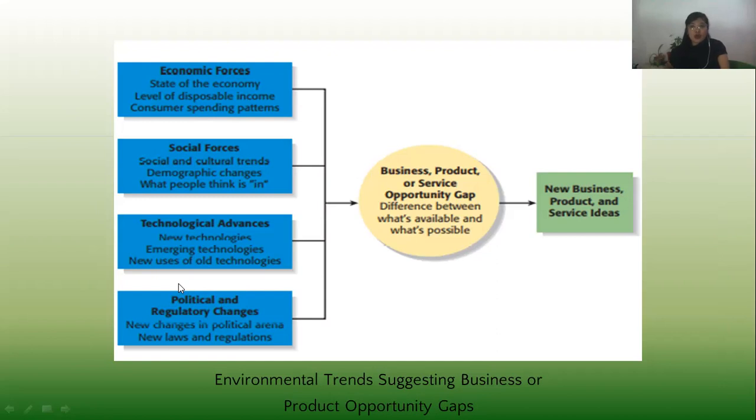And then, of course, we also need to consider political and regulatory changes. So there are new changes in the political arena, new laws and regulations. So we are going to make a business, product, or service opportunity gap. As we have these forces, we can experience an opportunity gap. This is the difference between what's available and what's possible. As we assess what is available and what's possible, in consideration with these forces, we now create new business, product, and service ideas.